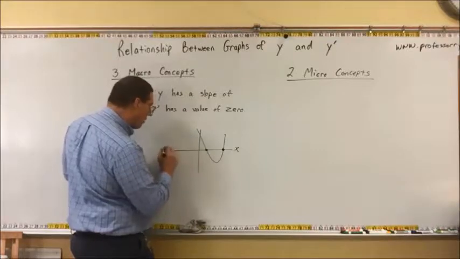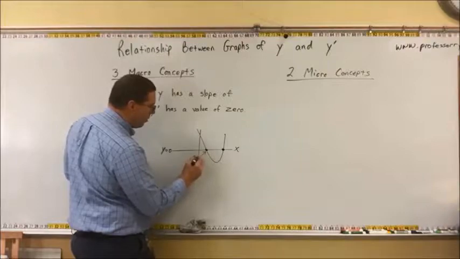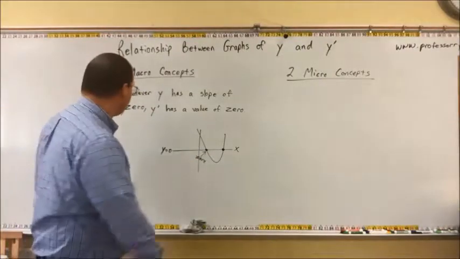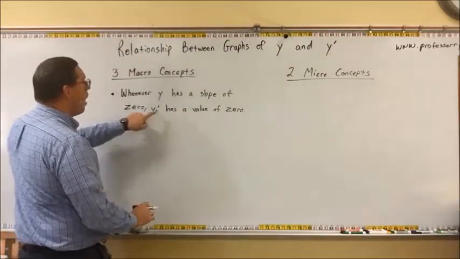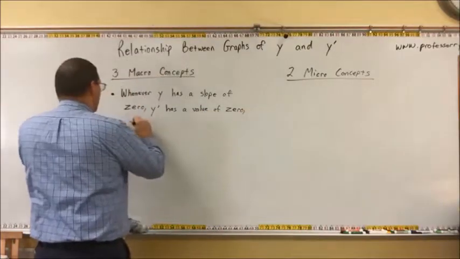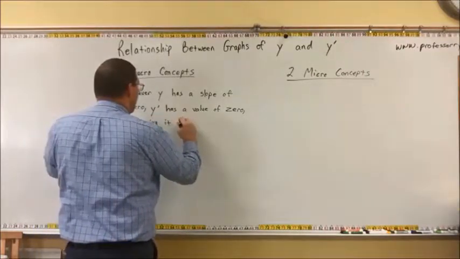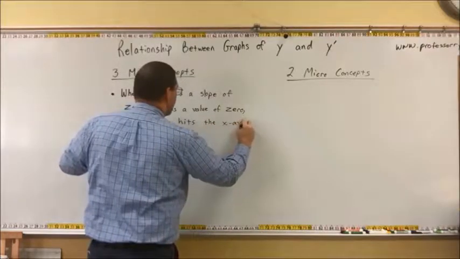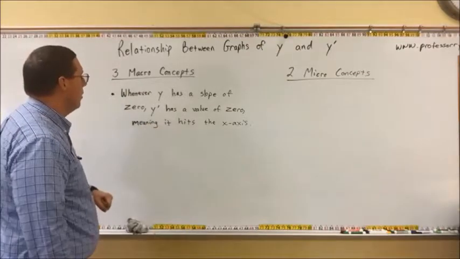That means on the x-axis, y is equal to 0. So that is a 0, correct? Crossing over the x-axis. So whenever y has a slope of 0, y prime has a value of 0, meaning it hits the x-axis. Okay?